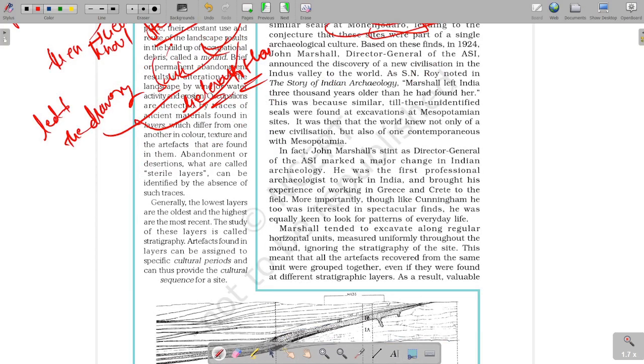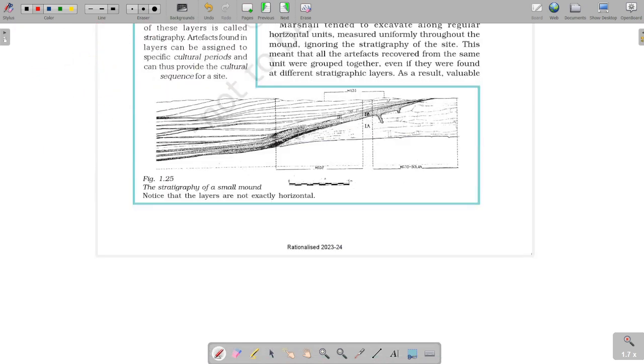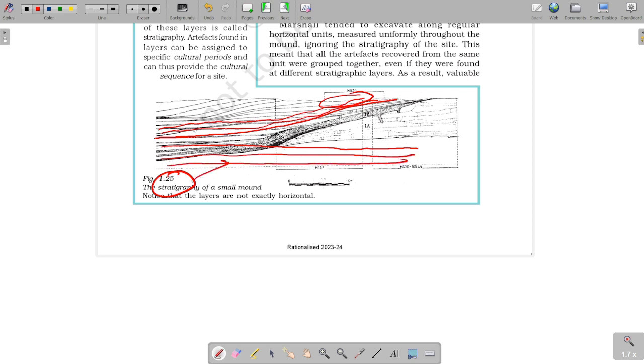Coming back to the topic, the John Marshall name is very significant. Actually, you can see here the stratigraphic layers. Stratigraphic means these are the stratigraphic layers. As one generation proceeds, after 100 or 200 years, a layer forms, and the artifacts or different items are distributed across the stratigraphic layers. But John Marshall excavated horizontally in straight lines. These were the straight lines followed by John Marshall. But in reality, these were not straight.